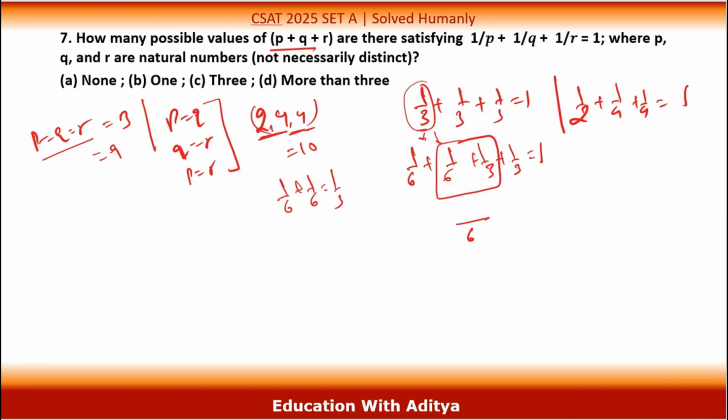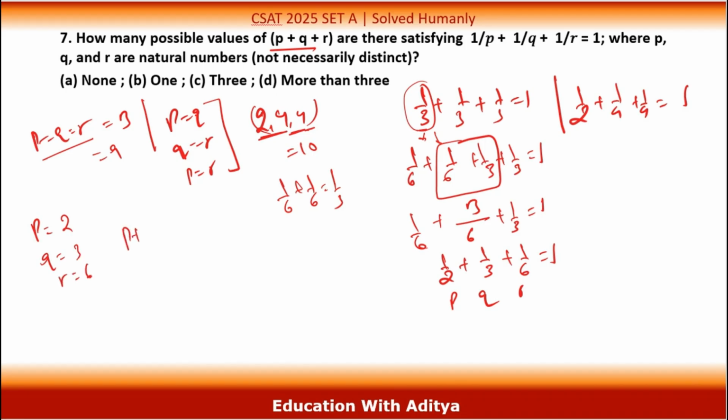6, and there will be 3 on the top, plus 1 by 6 plus 1 by 3 equals 1. This is 1 by 2. So I have found 1 by 2 plus 1 by 3 plus 1 by 6 equals 1. P, Q, R are all distinct. So P is equal to 2, Q is equal to 3, R is equal to 6. P plus Q plus R is equal to 2 plus 3 plus 6, which is 11. So that's the third solution we have found.